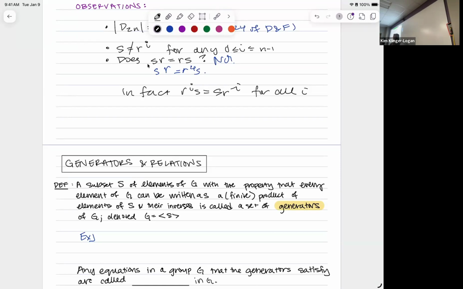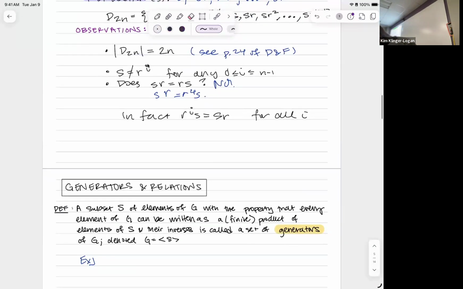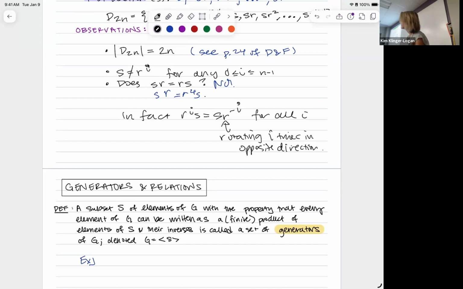Okay, sorry, was there a question I should clarify? Is that a negative i or is that just i? It's a negative i. Yep, this is a negative i. I said it before and I should have said this. So this is moving in the opposite direction, rotating i times in the opposite direction. Does that answer your question? So if you chose your rotation to be clockwise, then it's rotate counterclockwise. Okay, perfect. Everybody good?